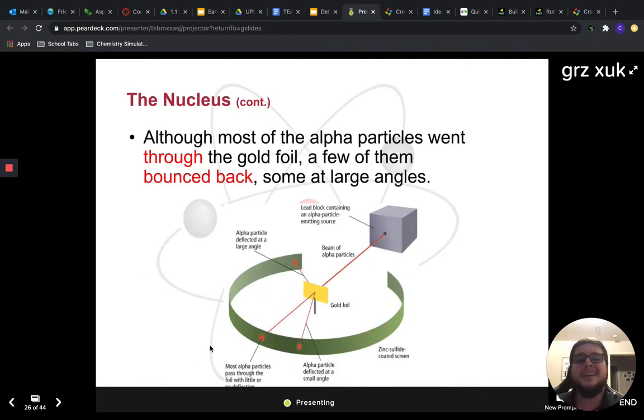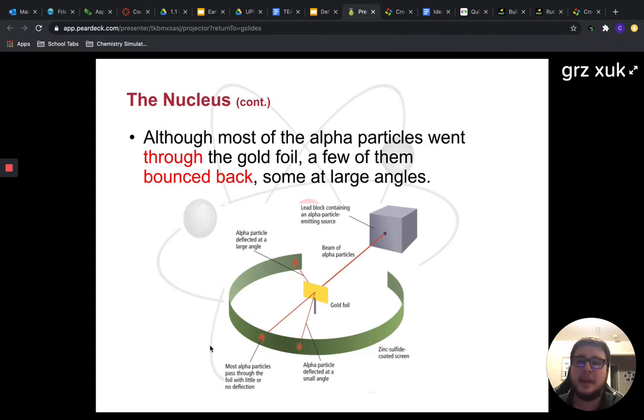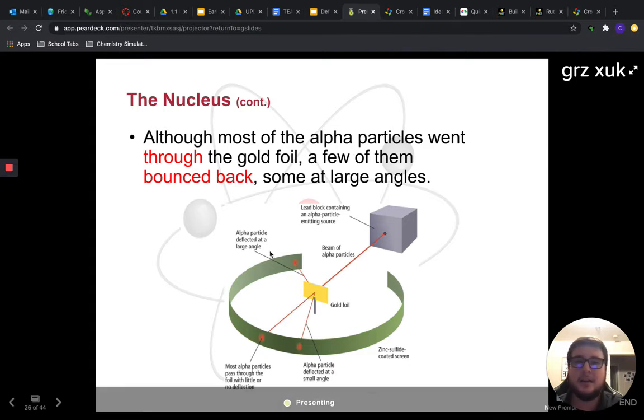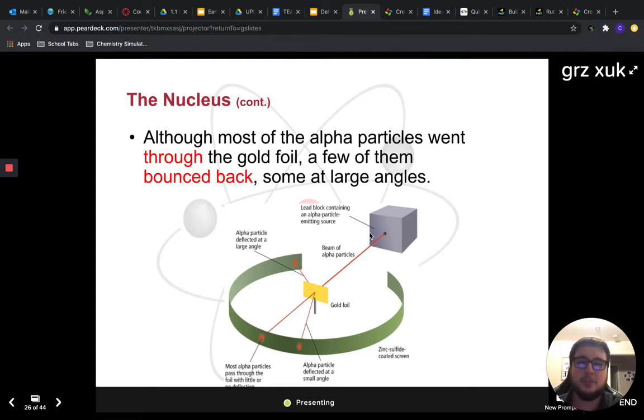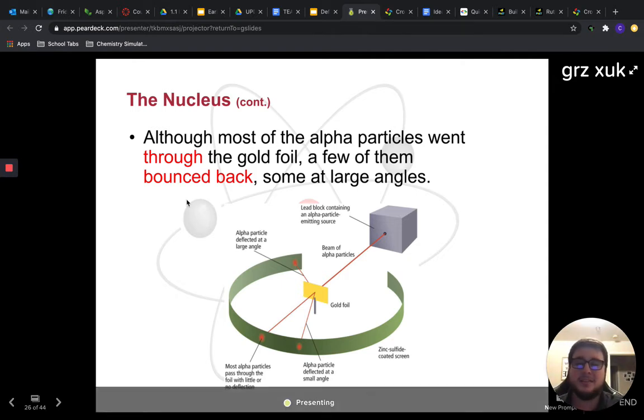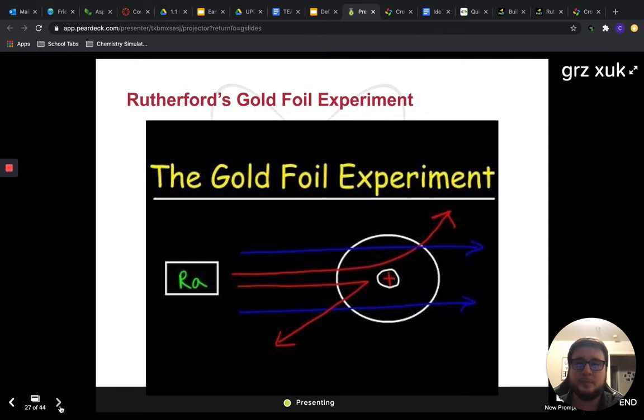Okay, and although most of the alpha particles went through, a few of them actually bounced back, which is what he didn't expect. And some of them got deflected at very large angles. So you see this one kind of bounced back. You might have also had some kind of go off to the side a little bit at like a 60-degree angle or something. So definitely not what he expected. He expected pretty much all of them to go straight through. So whenever they bounced back, he was like, okay, something's up. This model that we have isn't exactly correct, and I need to refine it.